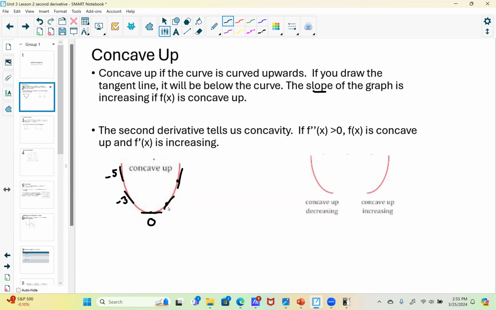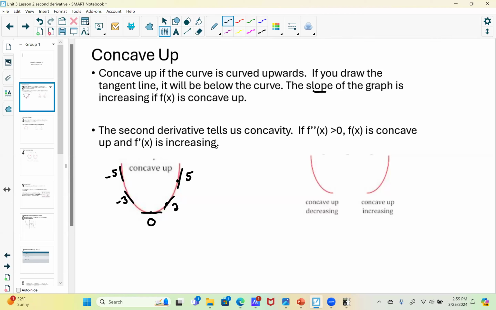Here it's 0. Here the slope is increasing. So this would be like 2 or 3. And then here it would be about the same, but positive. So it'd be 5. And so I can see as I go along here, the slope is increasing. And so anytime my function is concave up, the slope is increasing.